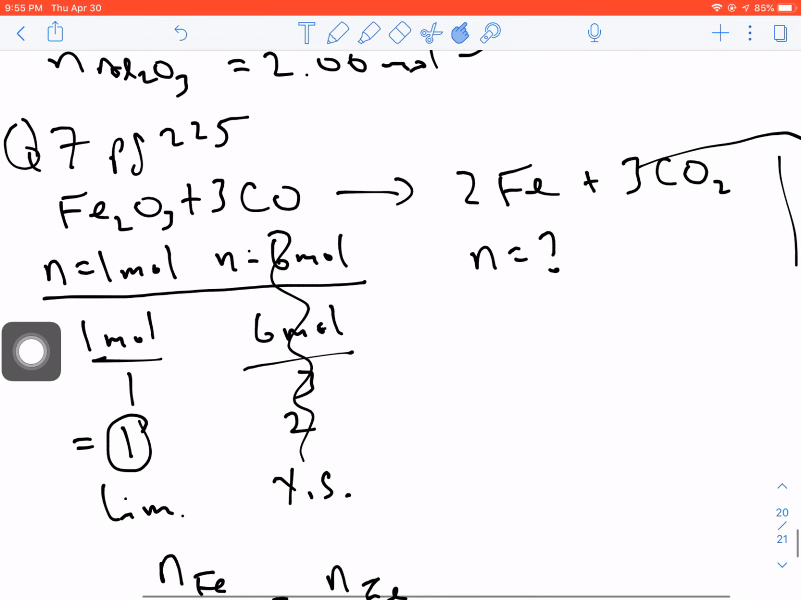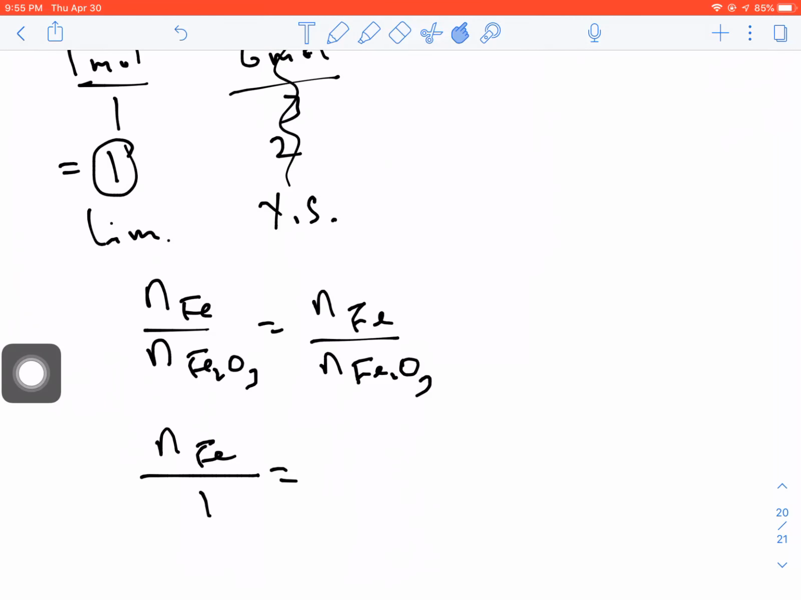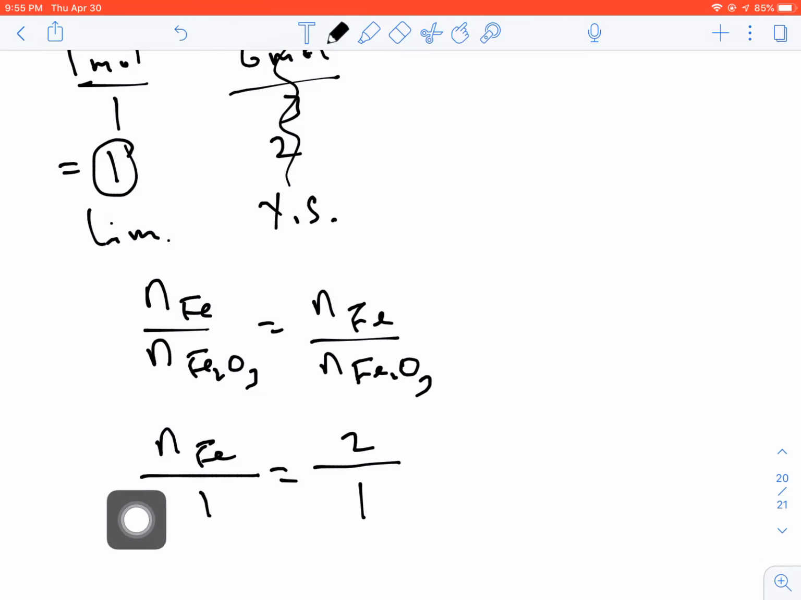So let's go to my balanced chemical equation. I know that there are 2 irons and 1 Fe2O3. So my number of moles of iron is 2, and my number of moles of Fe2O3 in the balanced equation is 1. So now if I do the math to solve for the number of moles of iron here, let's take the 1 up, multiply it by 2. So 1 times 2 is 2, divided by 1 is still 2.